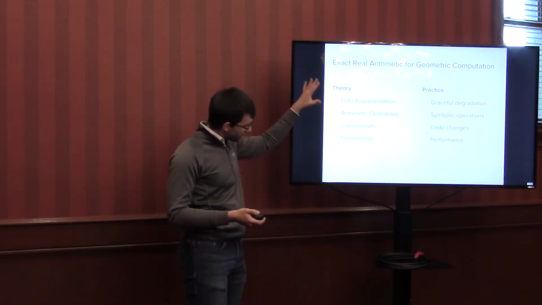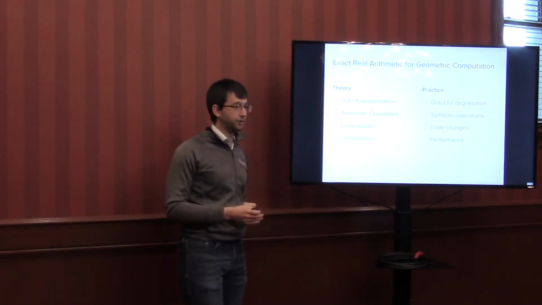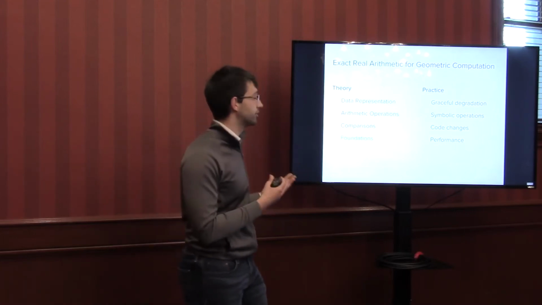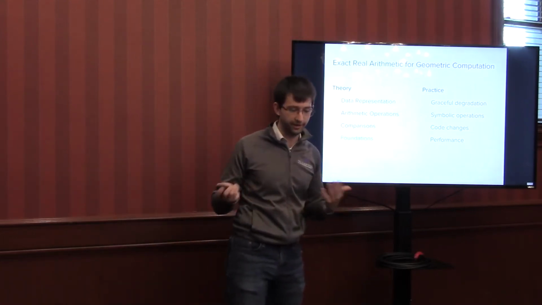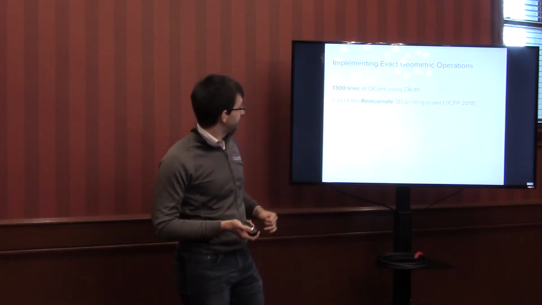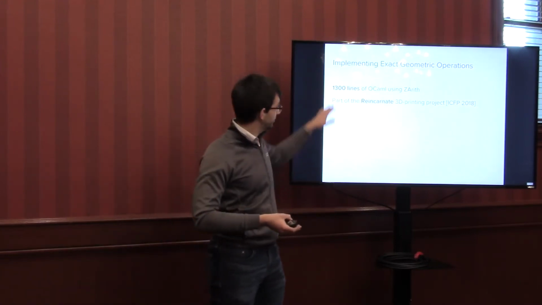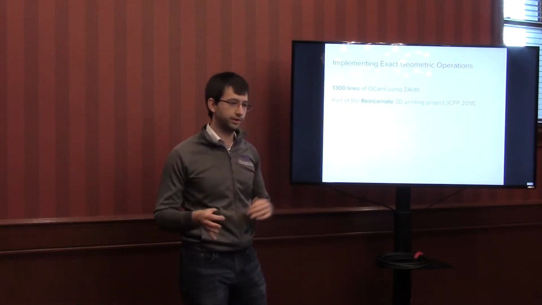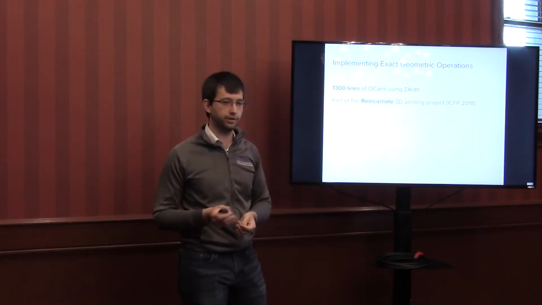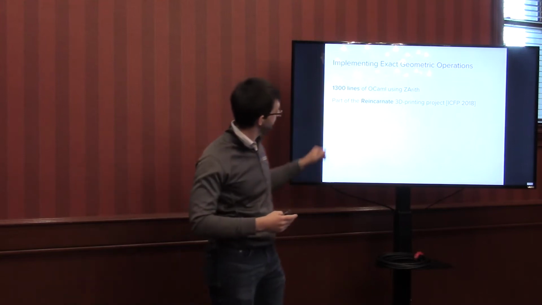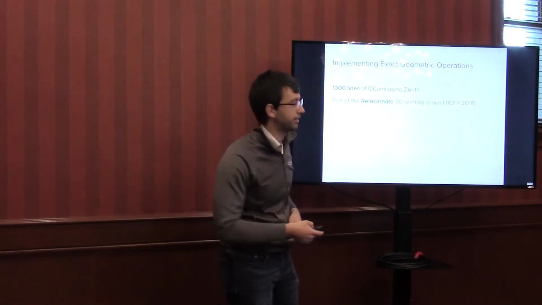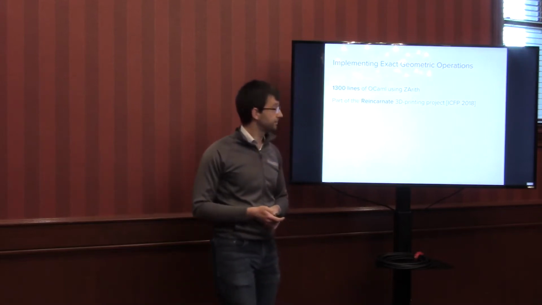Okay, so that's the mathematical theory behind how it works, but one of the things that's been really exciting about this project is actually integrating this with a real CAD tool. So we've written everything I've described to you. It's about 1,300 lines of OCaml, and we use the zarith library to do the big integer arithmetic that we need to do rational arithmetic. And this is part of the reincarnate 3D printing project, which Chandra was talking about at ICFP on Monday.